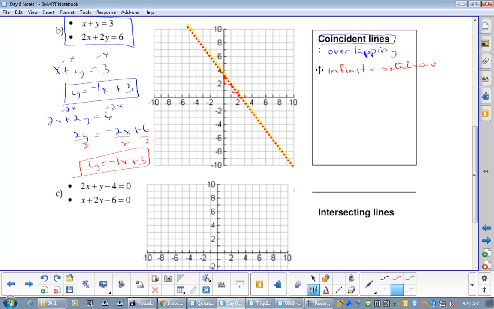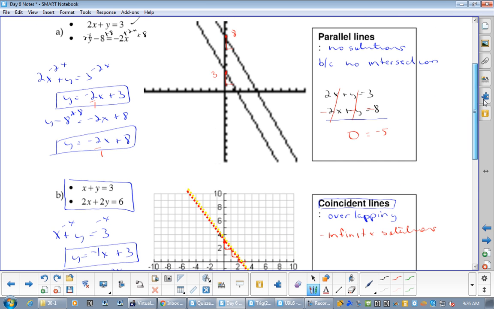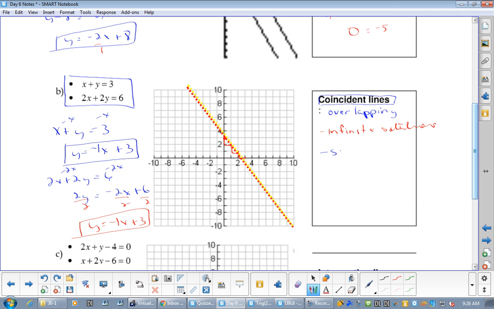Now the thing I always want to... Now, but I guess I should have went, why are they parallel lines? They're the same slope, but different y-ints. Okay? These are the same slope and the same y-int.